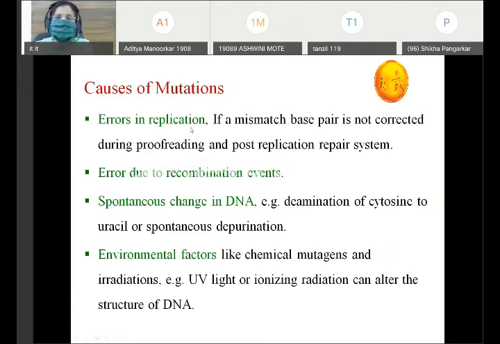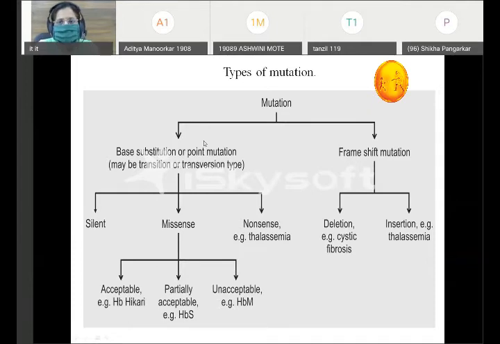Again, if you get a short note on mutations, you have to define mutations, then describe germ cell mutations and somatic mutations, then the causes of mutation, and in the next slides we are going to see the types of mutation. You have to write all these things in a question on mutation. This mutation can be asked as a separate SAQ, short note, or it can be part of a long answer question. Okay, so these are the types of mutation.